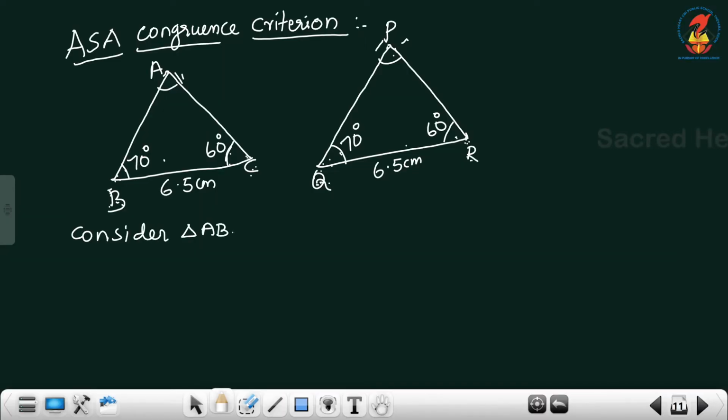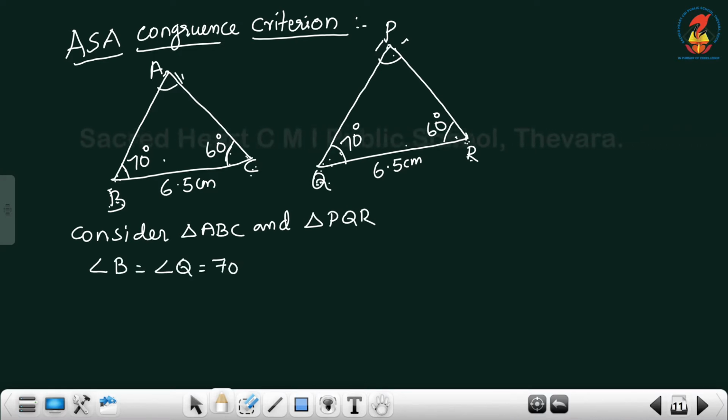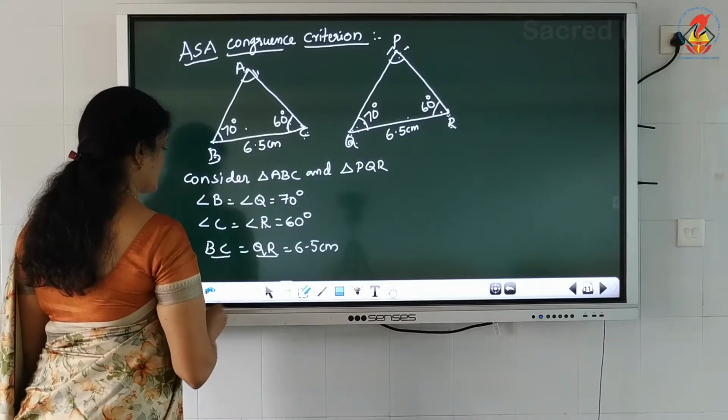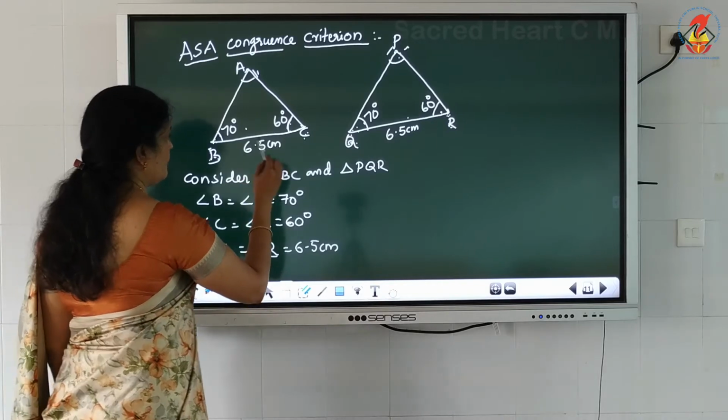Triangle ABC and triangle PQR. Angle B equal to angle Q equal to 70 degree, angle C equal to angle R equal to 60 degree, BC equal to QR equal to 6.5 centimeter. BC and QR are the included side of these two angles.